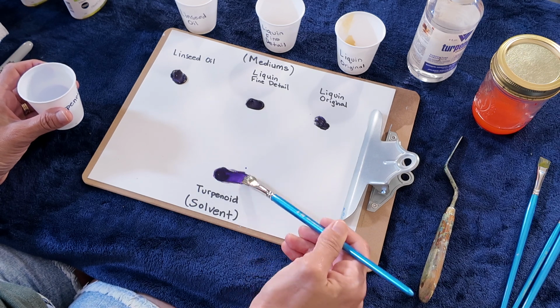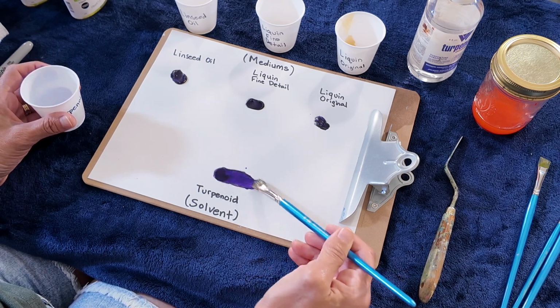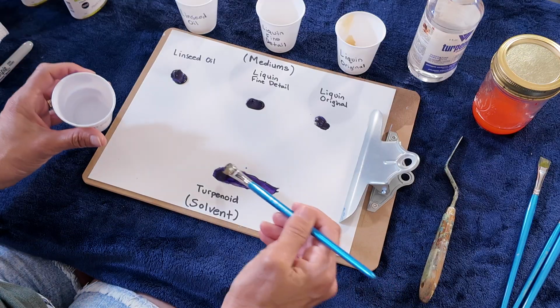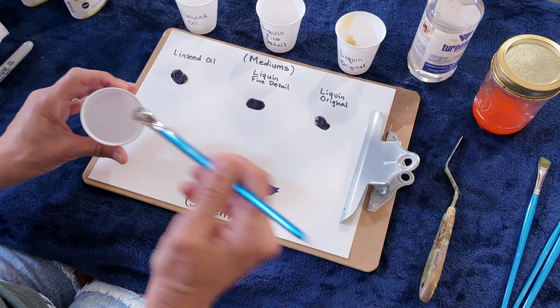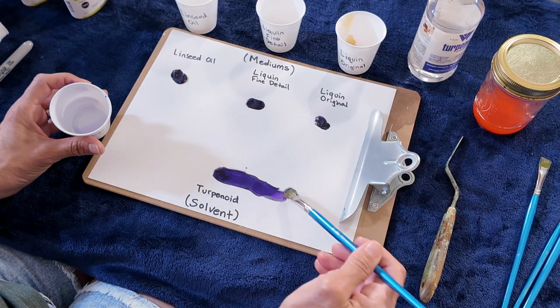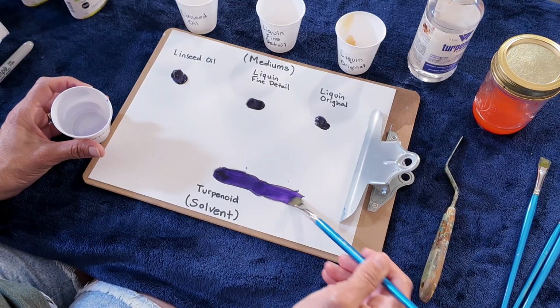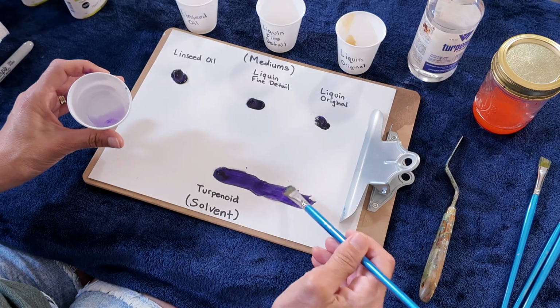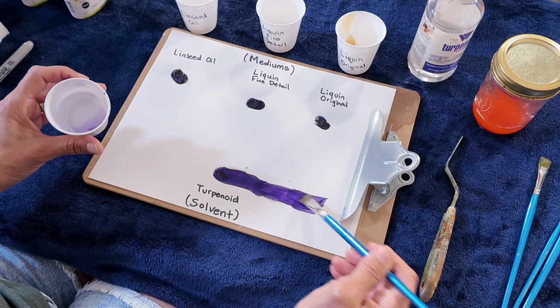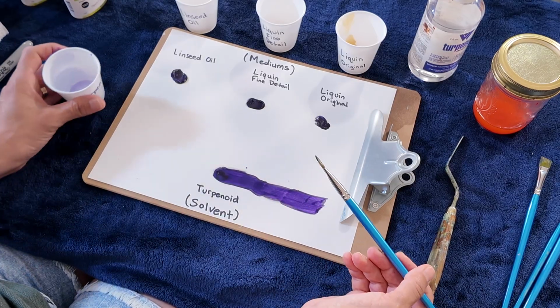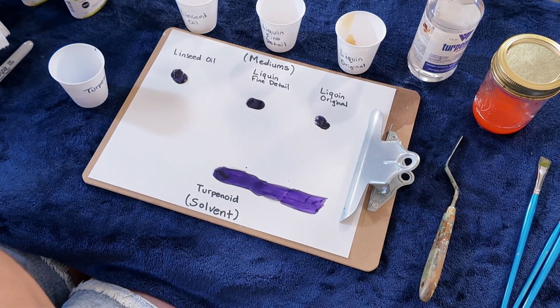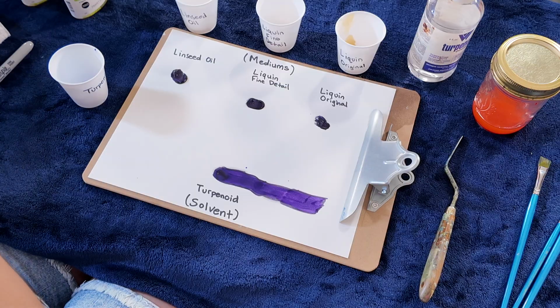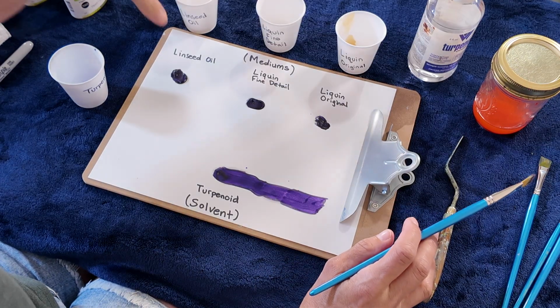You can see right away that it's really making the paint very watery, very fluid. It almost starts to behave like a watercolor. And in fact, the more of the terpenoid or odorless mineral spirit that I add, the more water-like it becomes. You can see it's become very transparent, so I can kind of see through the paint. I'm going to clean my brush quickly here, and then I'm going to move on to linseed oil.